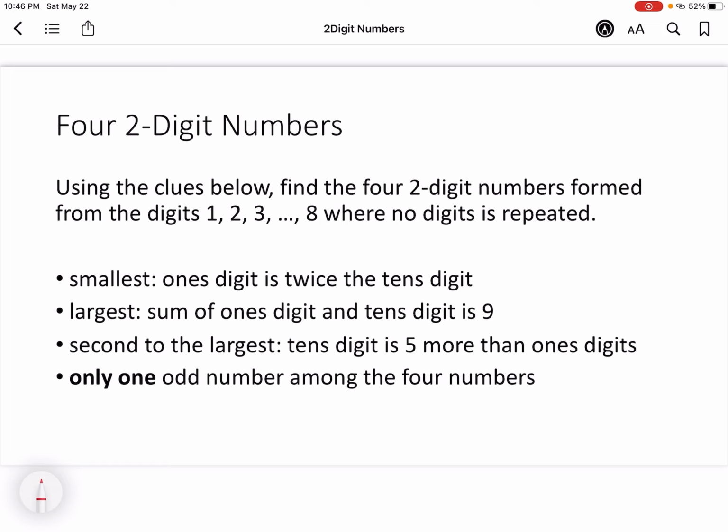Smallest number, one's digit is twice the tens digit. Largest number, sum of one's digit and tens digit is 9. And yung second to the largest number, tens digit is 5 more than the ones digit. And another clue is that only one odd number among the 4 numbers. So galing pala ito sa SDO Laguna na problem. Medyo nire-write ko lang siya para maging mas maikli.